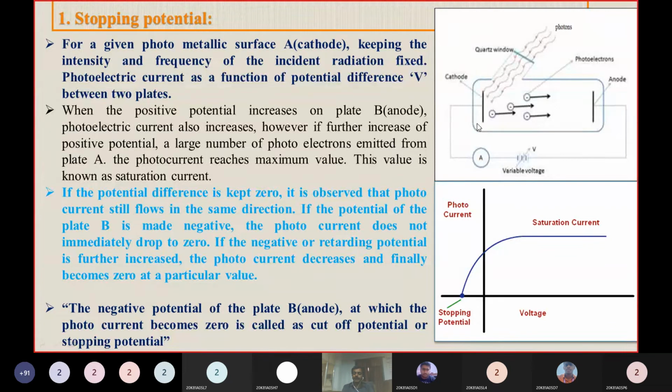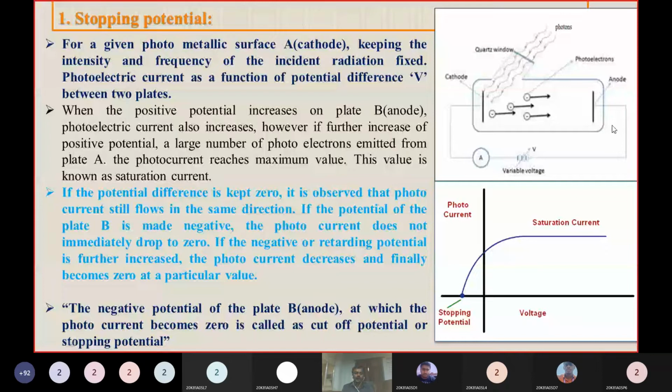Initially, what we are doing here is supplying some potential to the metallic plates. The cathode we connect to the negative terminal, so this is the negative plate that acts as the cathode, and the anode we connect to the positive terminal, so this is the positive plate that acts as the anode.